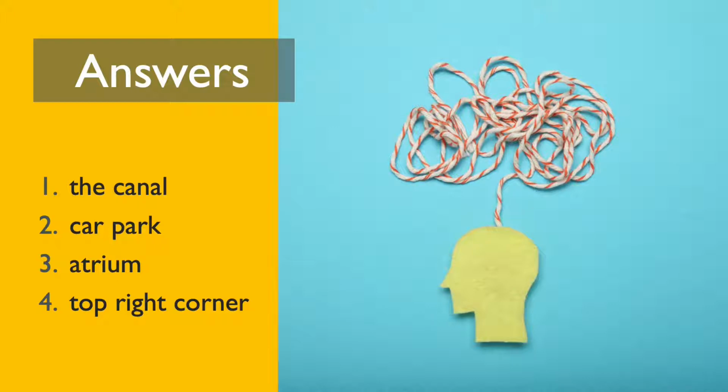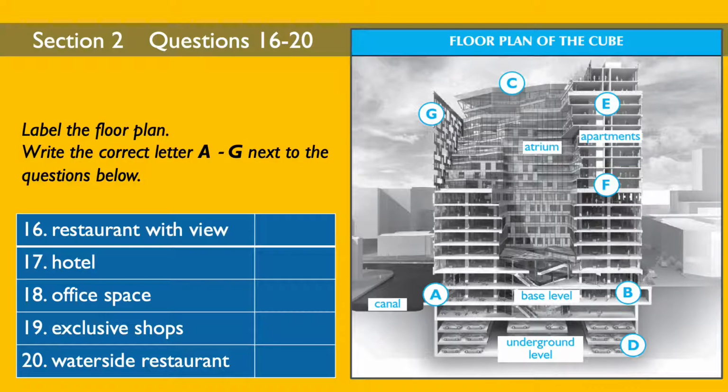Well, now that we're done with the warm-up, let's see how spending just 15 seconds on memorizing the plan can help you to perform better in an IELTS Listening Section 1 task. Here is the task. So you can see there's our floor plan, and then there's 5 options. There's restaurant with view, hotel, office space, exclusive shops, and waterside restaurant. Your job is to label the floor plan. So you need to write the correct letter A to G next to the questions below.